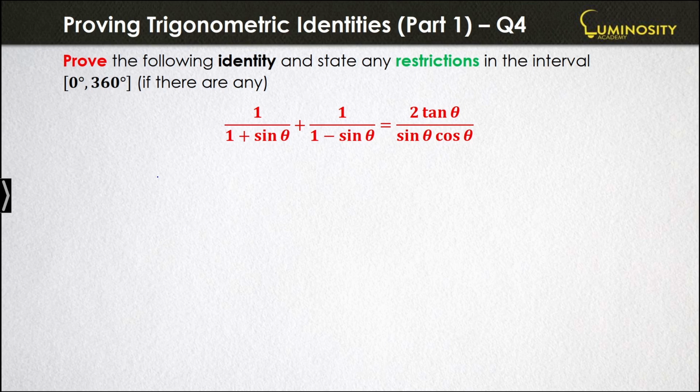We're asked to prove the following identity and state any restrictions in the interval from 0 to 360 degrees inclusive, if there are any. As always with identities, you have a left-hand side and a right-hand side, and you want to choose the side that's a bit more complicated, and then try and simplify it algebraically using well-known trigonometric identities, and then making it look like the other side.